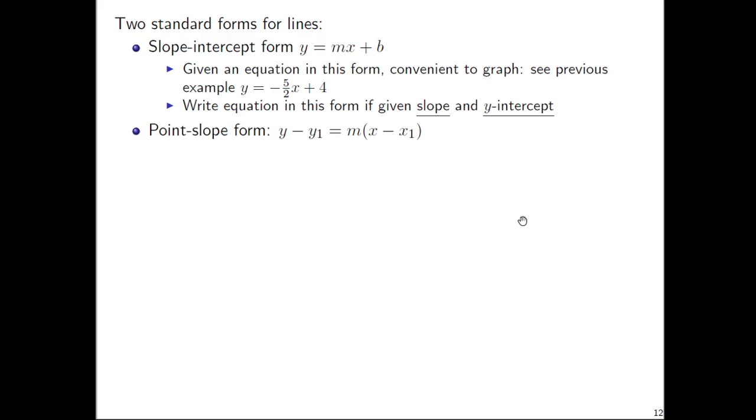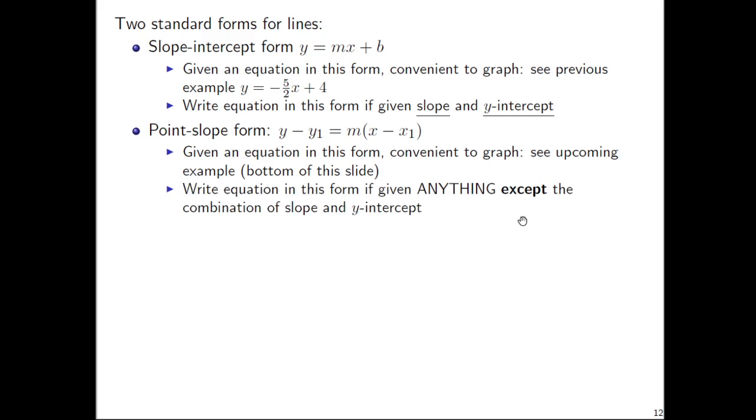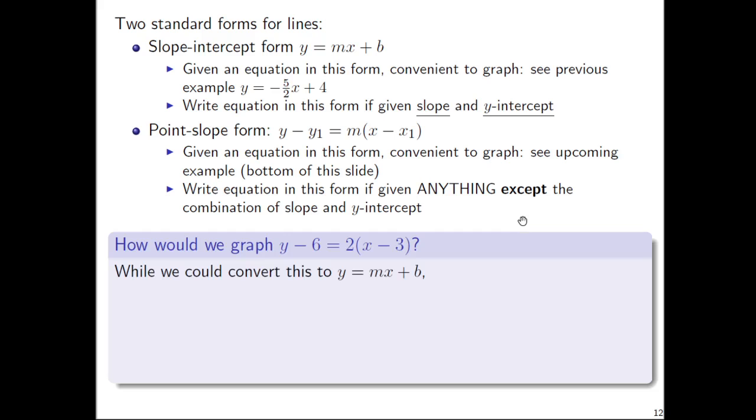What about the other form of a line? So that was the point-slope form. As a reminder, it was y minus y1 equals m times the quantity x minus x1. What is this form good for? If you are given an equation that's in this format, it is convenient to graph. We're going to see an example in just a moment. When else is this form useful? Well, let's say you need to write the equation for a line. So you should use this format if you're given anything except the combination of slope and y-intercept. And I really mean this, anything other than that combination of slope and y-intercept.